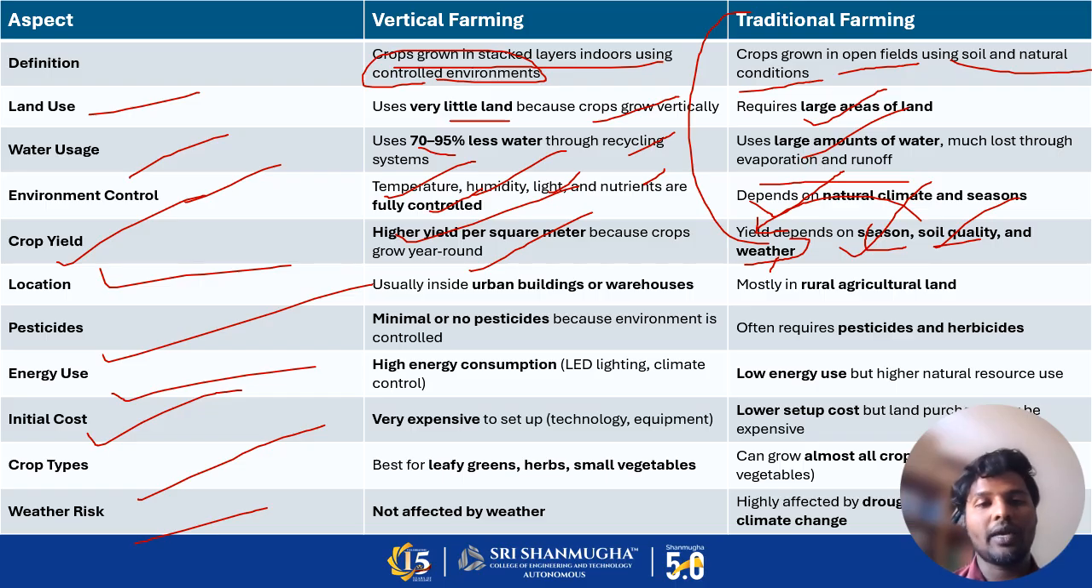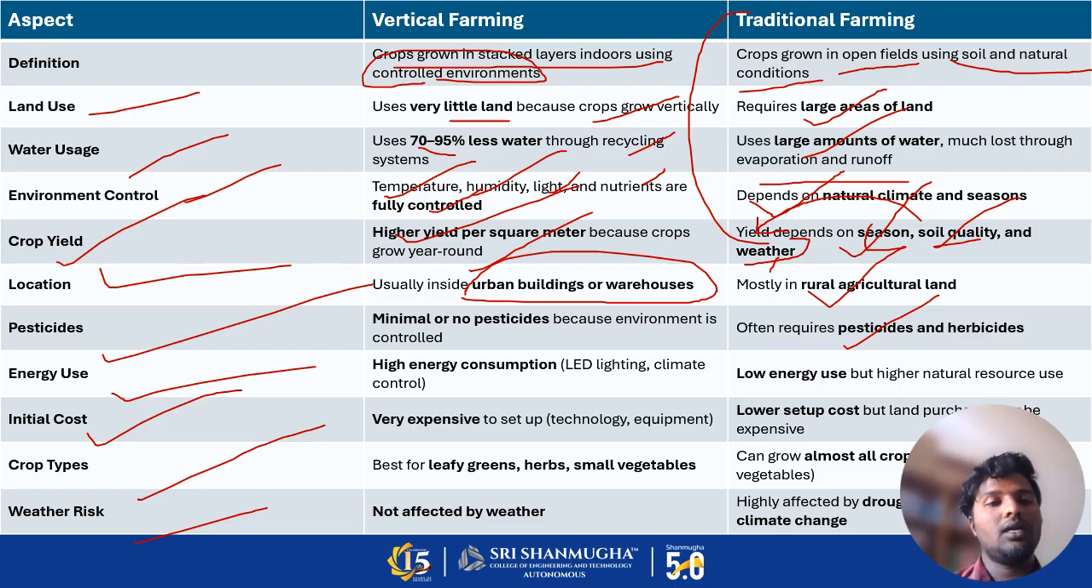Then the aspect of location. Usually urban buildings or warehouses are used in vertical farming as a place for the crops to grow. Then traditional farming mostly occurs on rural agricultural lands. Then in the aspect of pesticides, we use minimal or no pesticides in vertical farming because the environment is fully controlled by artificial, man-made systems. In traditional farming, we often require pesticides and herbicides to support further growth.